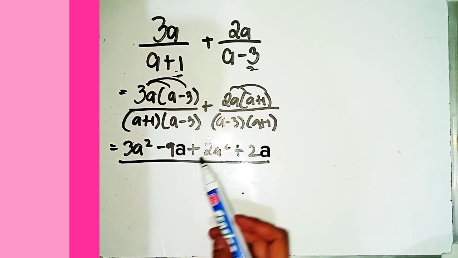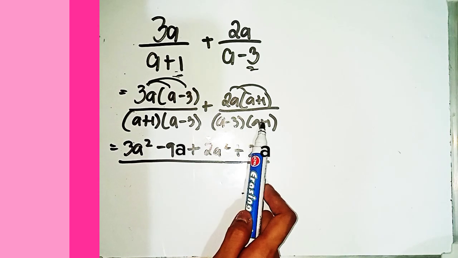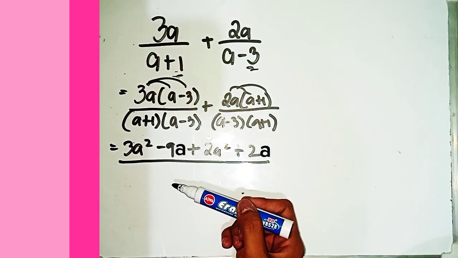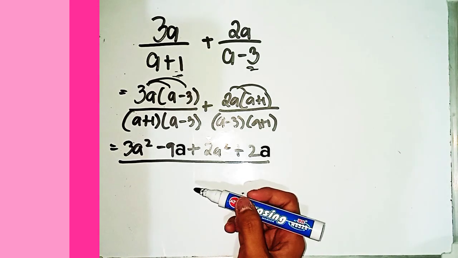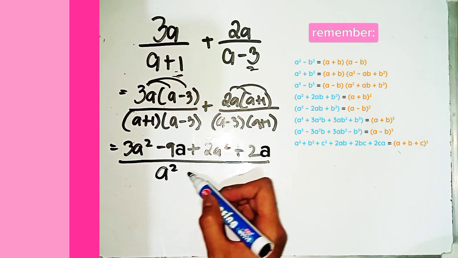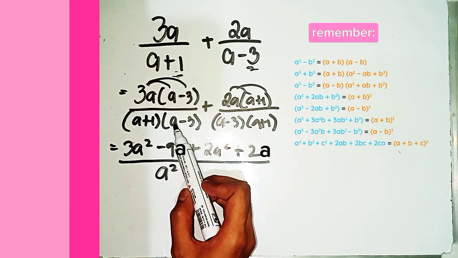Then for the denominator, since they do have the same factors, just apply the FOIL method to the difference of squares. That would be a times a, that would be a squared, and then minus 3a.